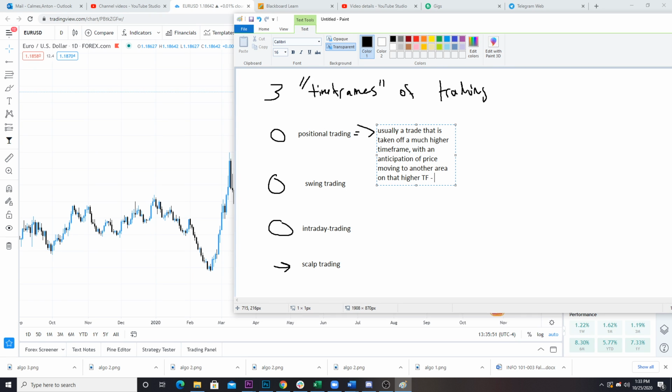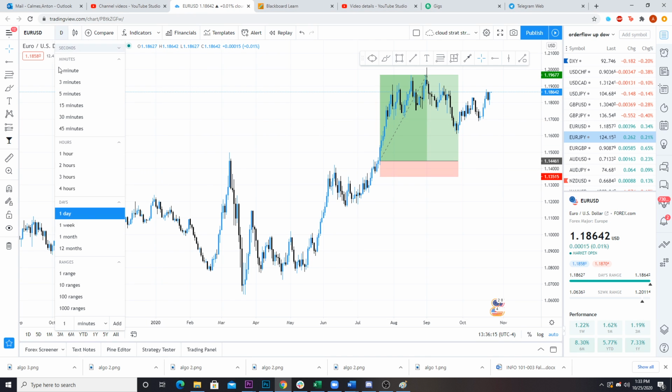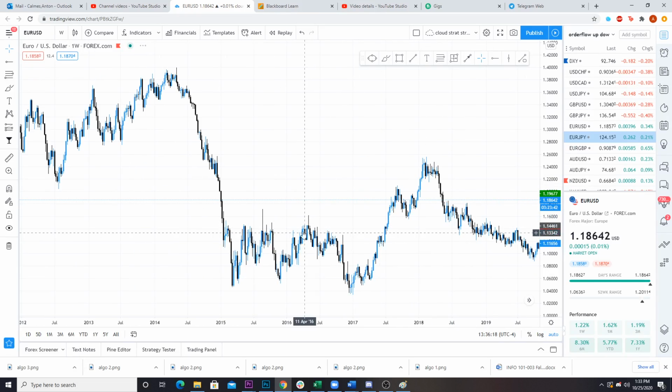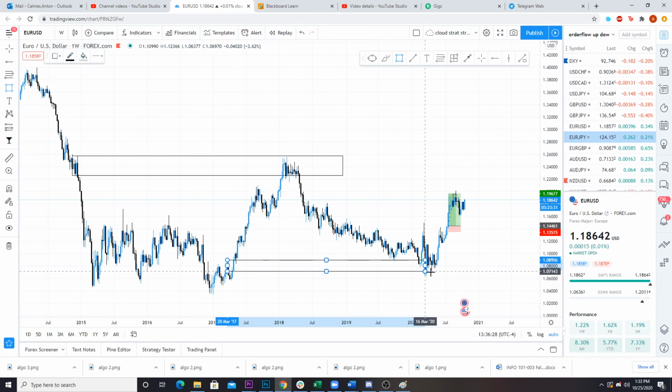So the most important part you want to take from this is that you are ultimately holding the position for more than a week, actually more than 2 weeks, all the way more than like a month sometimes, right? So that's a positional trade. The idea with positional trades is you'll be trading off the daily, off the weekly, finding areas that you like, right? And you'd be finding important areas like an order block here, trading off that and holding for a long time until we come into, for instance, another order block, right?